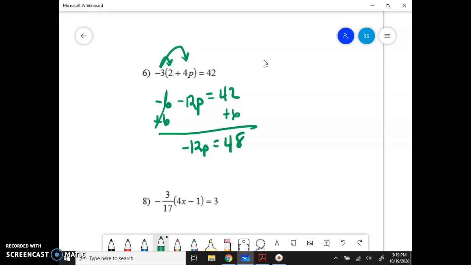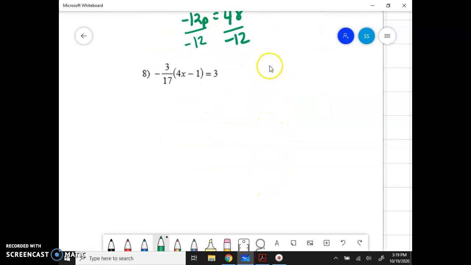And now I need to do the opposite of multiplication, right? This is negative 12 times p. So I need to do the opposite and divide by negative 12. Divide by negative 12. Remember, you have to divide both sides by negative 12, not just 12. Common mistake students make. So we get 1p is equal to negative 4.